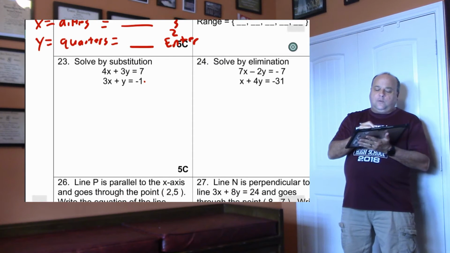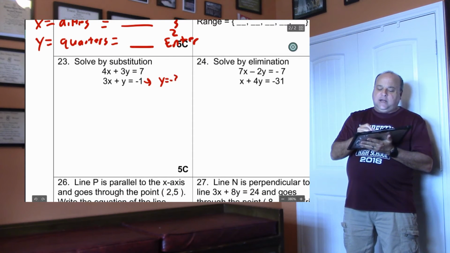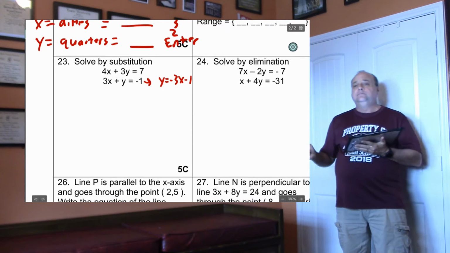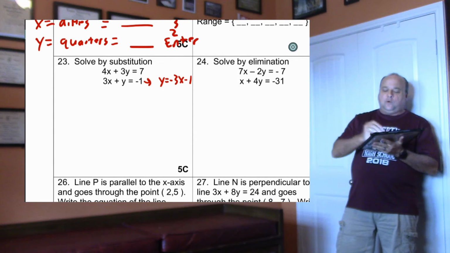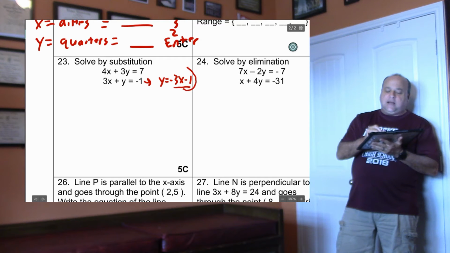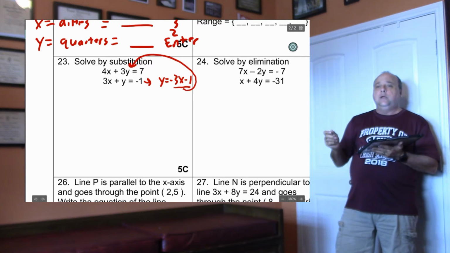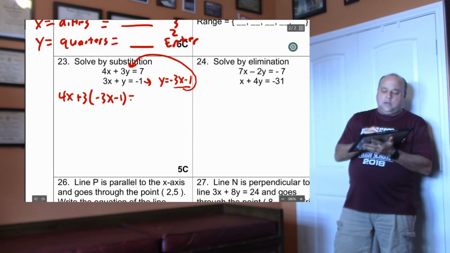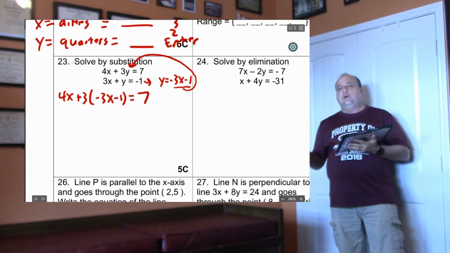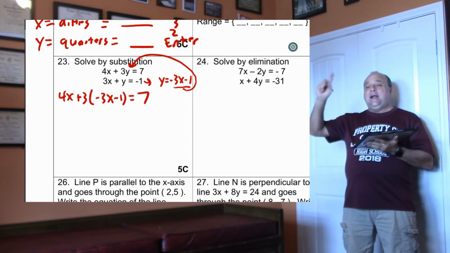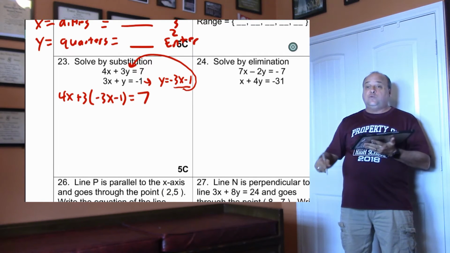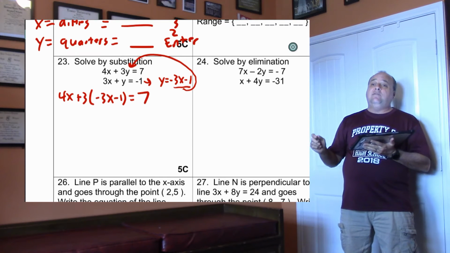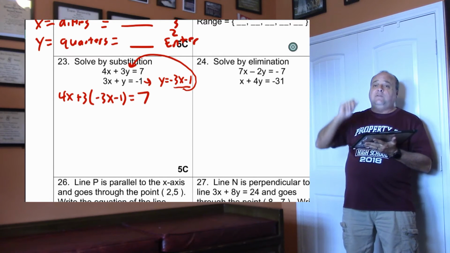23. Over here to the right, write down y equals negative 3x minus 1. So I solved that for y. That's what my y is, and I'm going to plug that right in here. I'm going to show you how to do this one. 4x plus 3, parentheses, negative 3x minus 1. So I'm substituting, aren't I? I'm taking that y and replacing it with negative 3x minus 1. Notice the only letter I have in my equation is x. I could solve it for x.